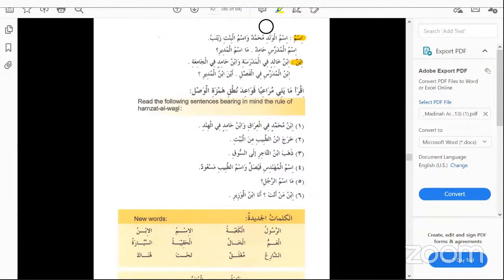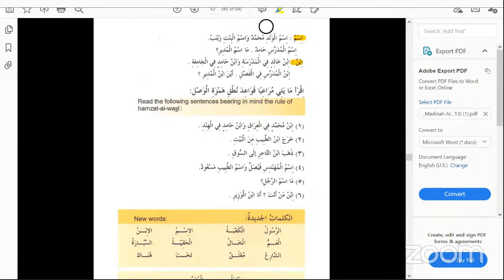Ibnul mudarrisi fi fasali. The teacher's son is in the class. Ainabnul mudiri? Where is the manager's son? Correct. Excellent. Continue. Okay, the next. Yeah, you can. Go ahead.